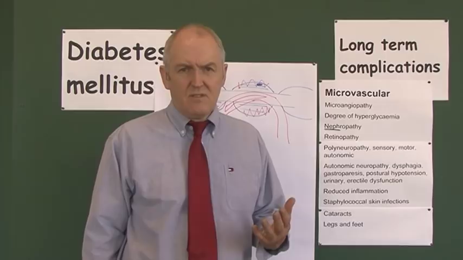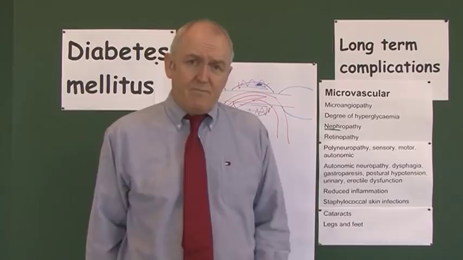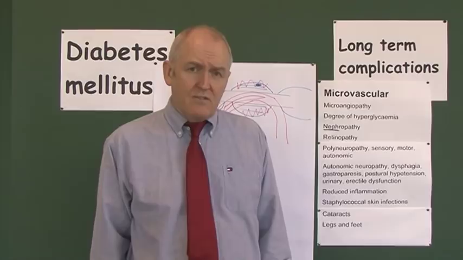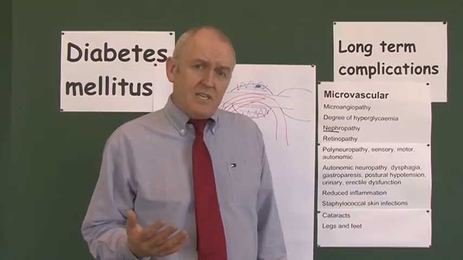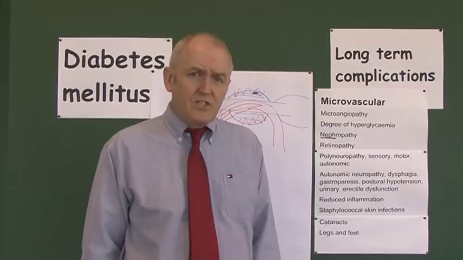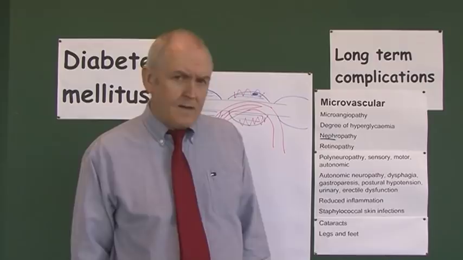Disorder of the bladder, for example, because again, that depends on autonomic nerves. Often, tragically early, there can be erectile dysfunction and impotence at a relatively early age. That can partly be as a result of the vascular supply to the penis, but also largely it's caused by the autonomic neuropathy. So all of those things can go wrong as a result of effects on the nervous system.